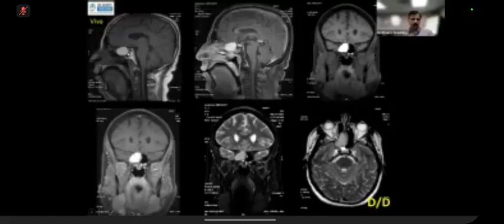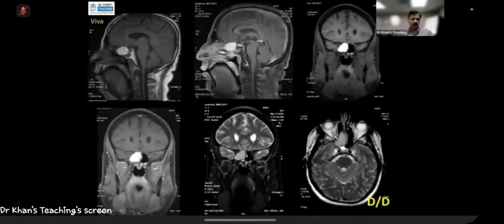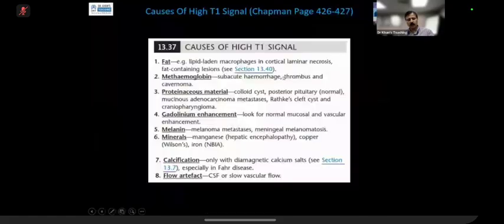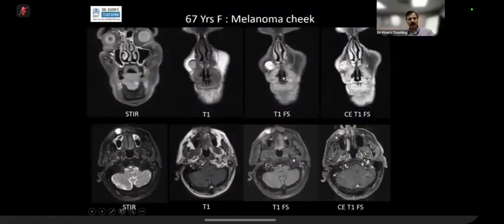Simple as that. You can simply say that because it is inherently high signal on T1, I cannot comment on any enhancement. And keeping this limitation in mind, apparently there is no enhancement. It is causing expansion of the sphenoid sinus on the right side. So this is a mucocele. I just wanted to show you these high signal intensity lesions.